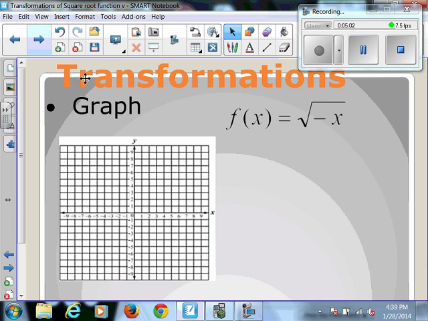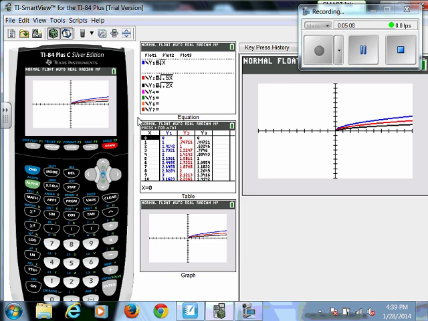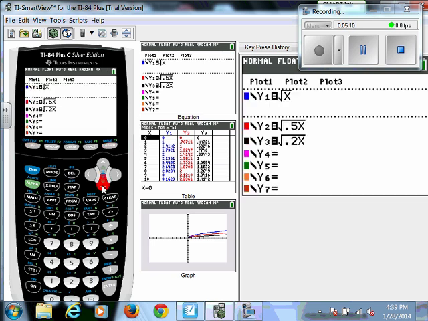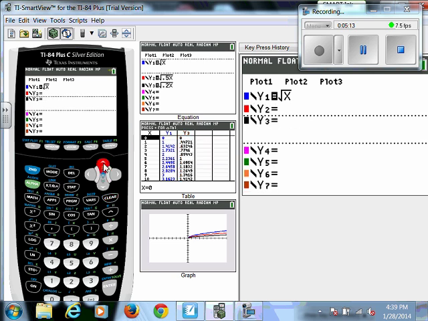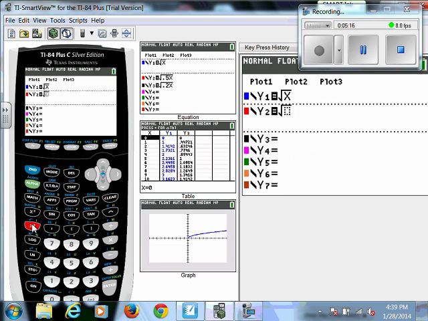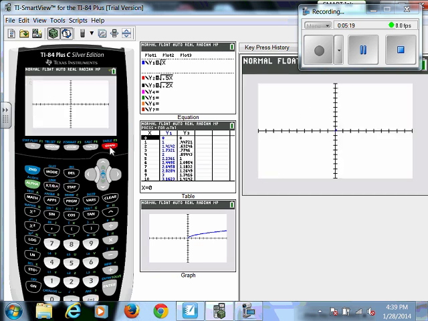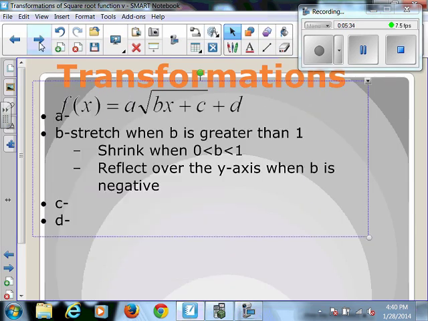Now let's look at B being negative. What do we think is going to happen here when B is negative? Here's the parent. Oh, what did it do? It reflected over the y-axis. So we would say we have a reflection over the y-axis. So B: we got a stretch when B is greater than 1, shrink when B is between 0 and 1, and reflection over the y-axis when B is negative.